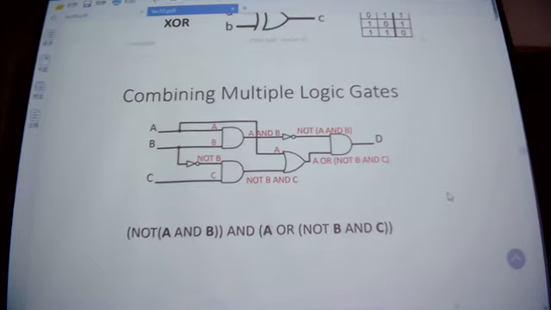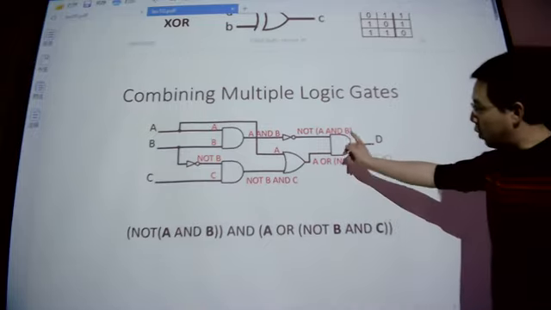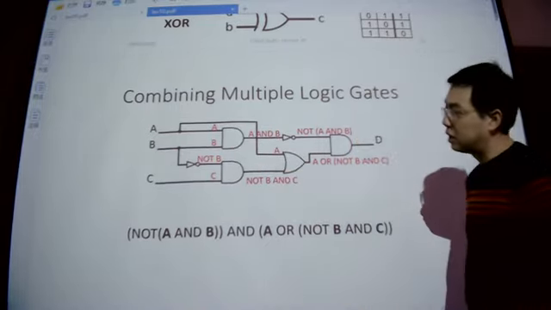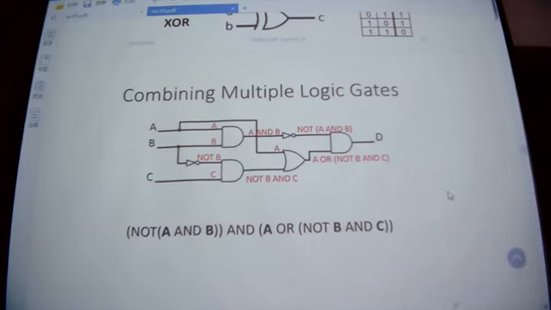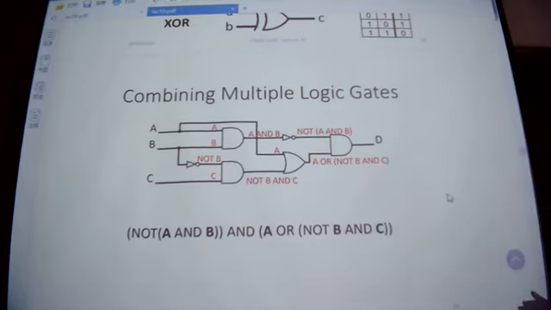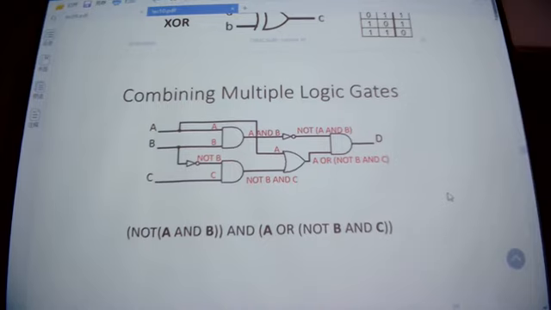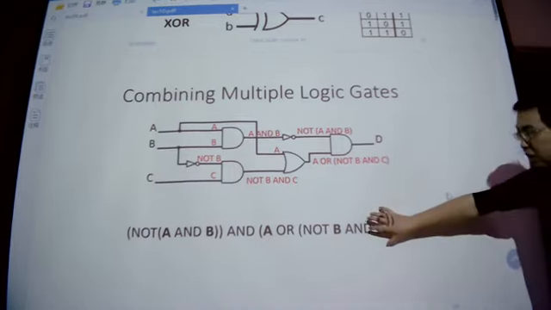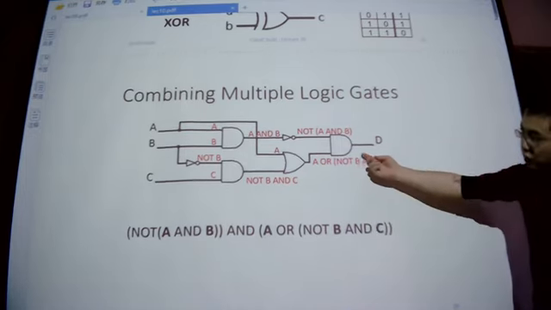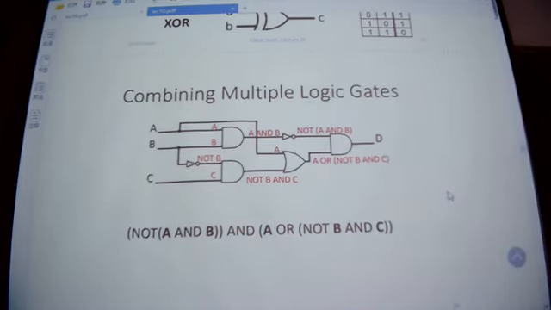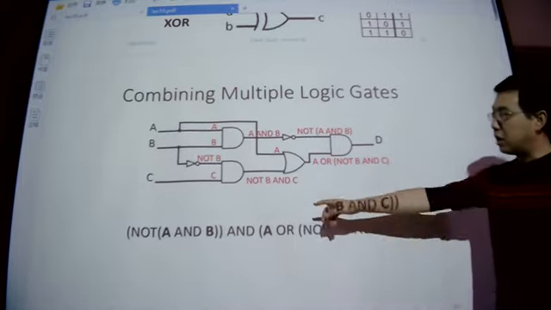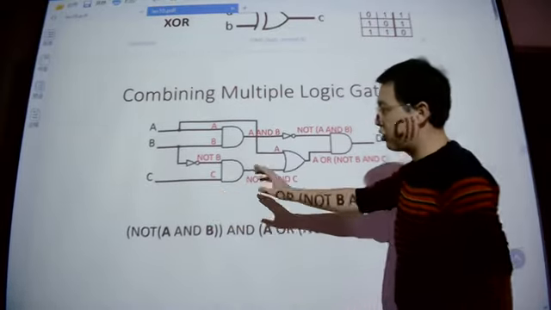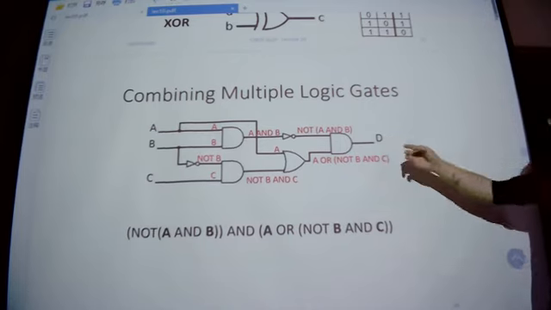Okay, this is an example. We can find combined multiple logic gates. You can find 1, 2, 3, 4, 5. They have five sections in one logic gate. This is the representation from this image. A, B, C are 3 inputs, D is the output.